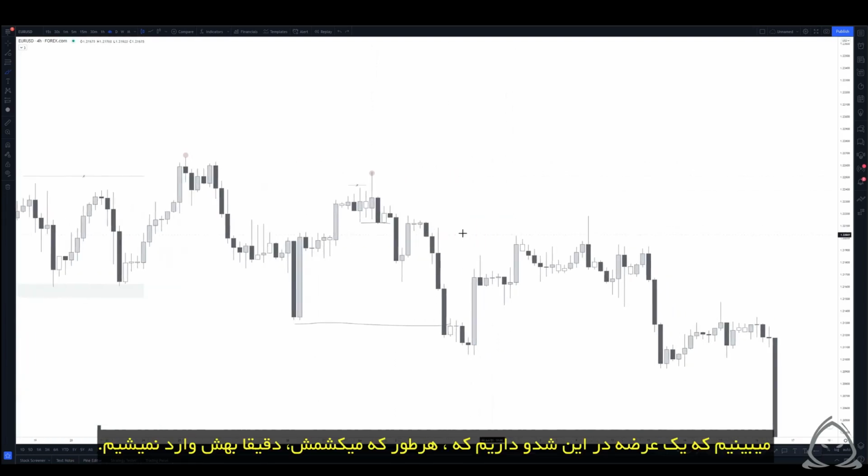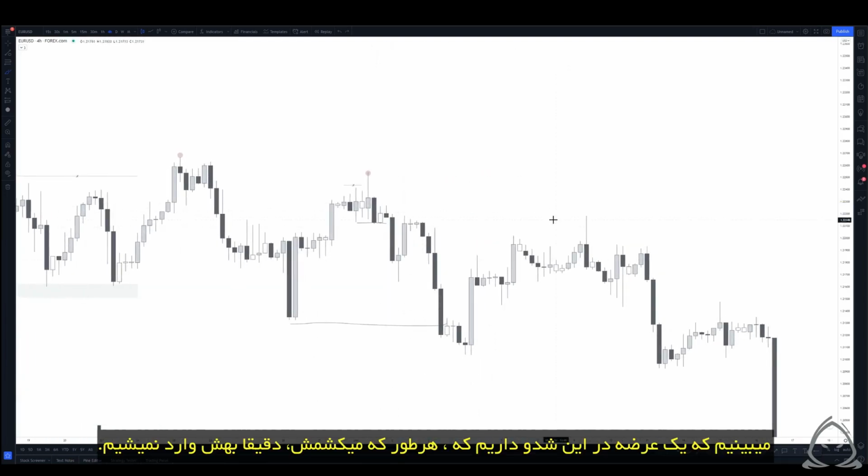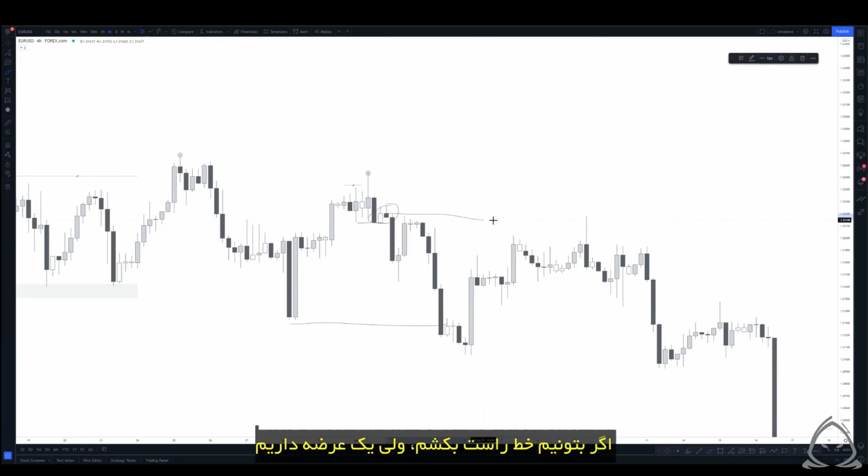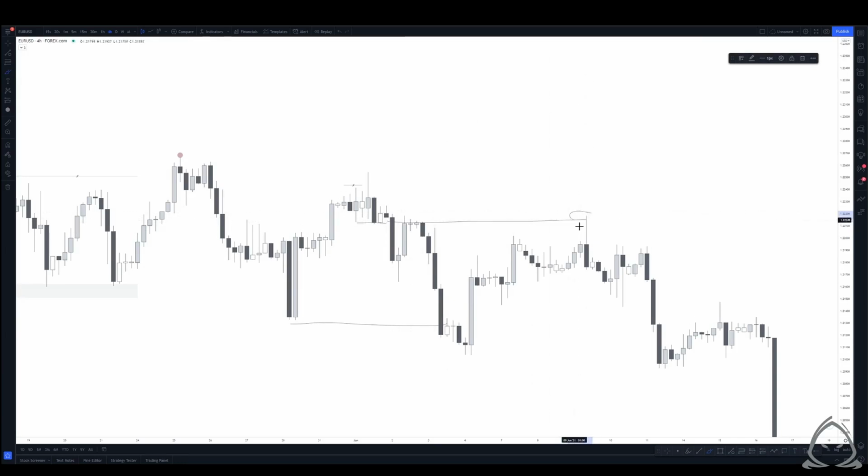We can even say that there's a supply zone in this wick that doesn't quite get tapped into. However you're drawing it, we have a range. You can see that if I can draw straight, but we have a supply zone. Whether you use the supply here or the supply here, what we can see is we get a mitigation and price continues moving to the downside.